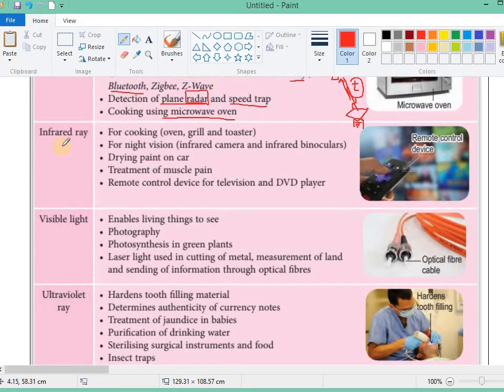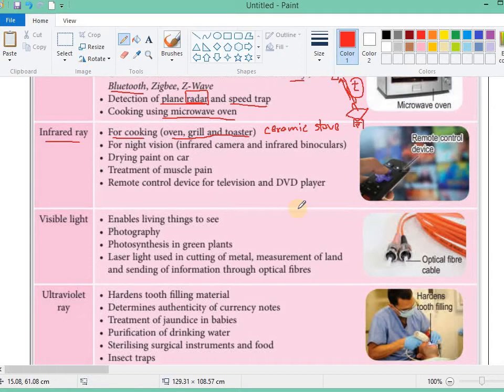Alright, next, infrared ray. How do we use infrared ray? For cooking, ovens, grills and toasters use infrared. For example, the ceramic stove. You can see that it has a lot of lights, and when you turn it on, it glows red. Those are actually bulbs, infrared bulbs, that can produce infrared ray.